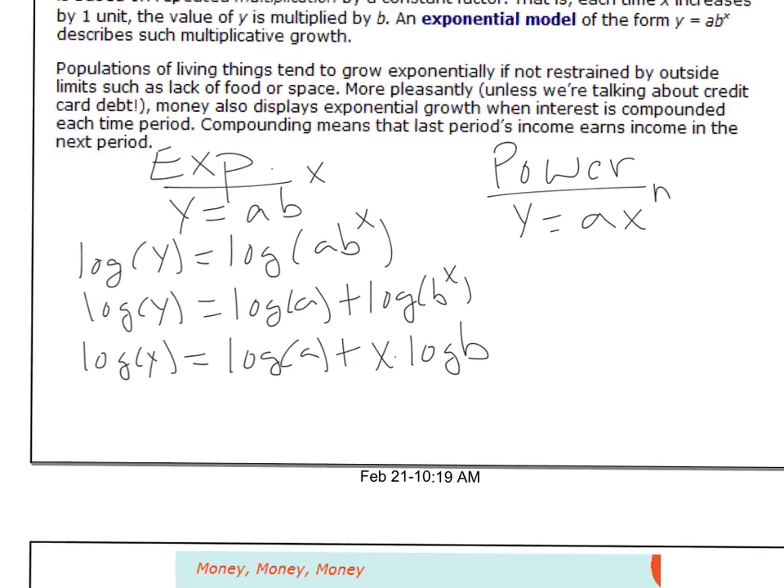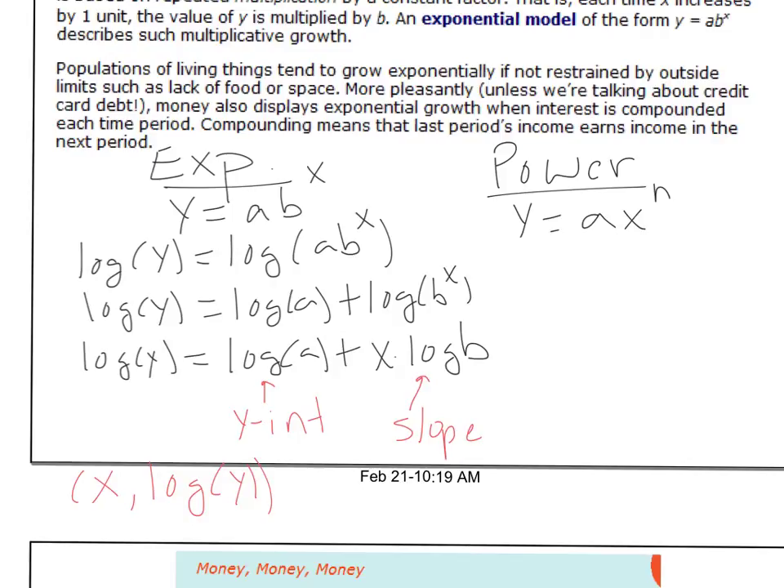Now, if you look real close, we have ourselves a line. Log of a, which is a constant, is like our y-intercept. Log of b, well, that is our slope. So here we go. If we think the model is exponential for our transformation, we would go ahead and compare x to the log of the y variable. Okay, pretty slick way to do it.